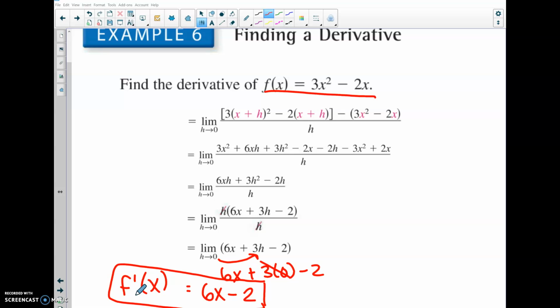And then if you are asked to find what the slope of a tangent line is at any particular point, so say the slope of our tangent line to our function f of x at, say, the point 3, 7, you can now use your notation of f prime of 3, and you plug in 3 for x, just like we did in the previous examples.